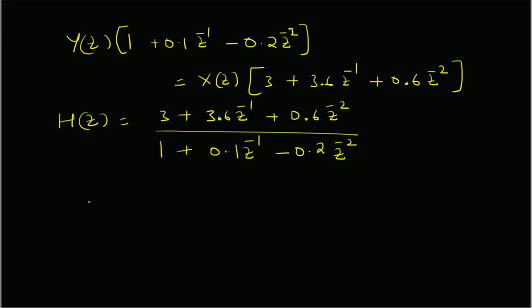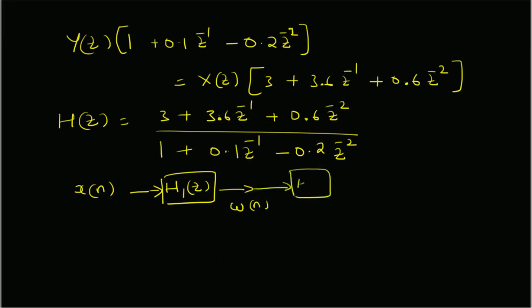Now for direct form 1 realization, we interpret this system function as follows. Given the input x of n, it goes through a system with system function H1 of z, and then it gives an output w of n, which in turn goes through H2 of z, the second function, and finally we get output y of n. This is for an IIR system. Now clearly H of z is decomposed as H1 of z multiplied by H2 of z.